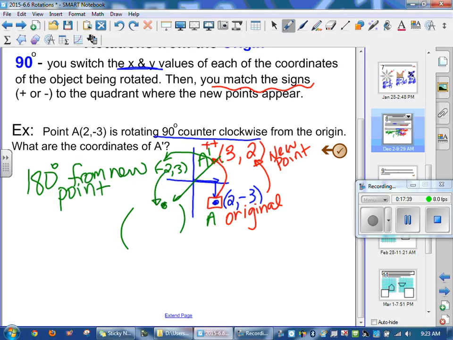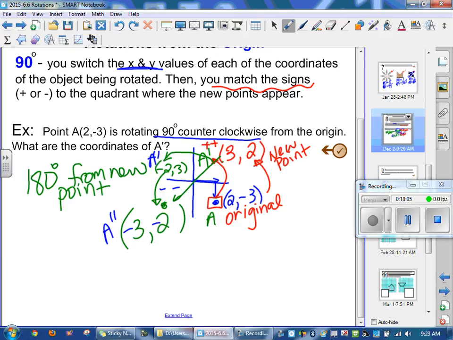Now we've got to match the signs to the quadrants. This is our negative, negative quadrant where x and y are both negative numbers. So we put negatives in front of the 3 and 2. That would be our new point. Now if we were to name him, this would be A double prime. This would be A triple prime if we move 90 every time. Okay? Double prime, that should be triple, that should be double prime.